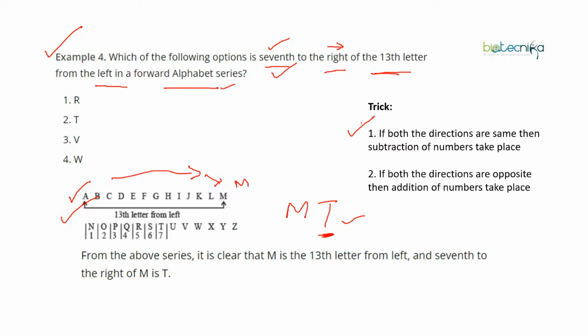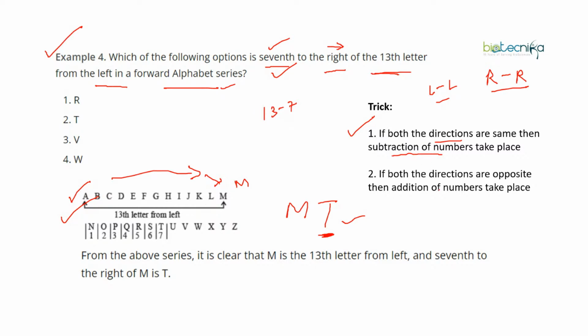The first trick is if both the directions are same, मतलब या तो left and left हो या तो right and right हो. If it is left and left or right and right, then what we have to do is, if the directions are same, then subtraction of the numbers takes place. That means 13 को 7 में से subtract कर दो, अगर same direction में है तो.